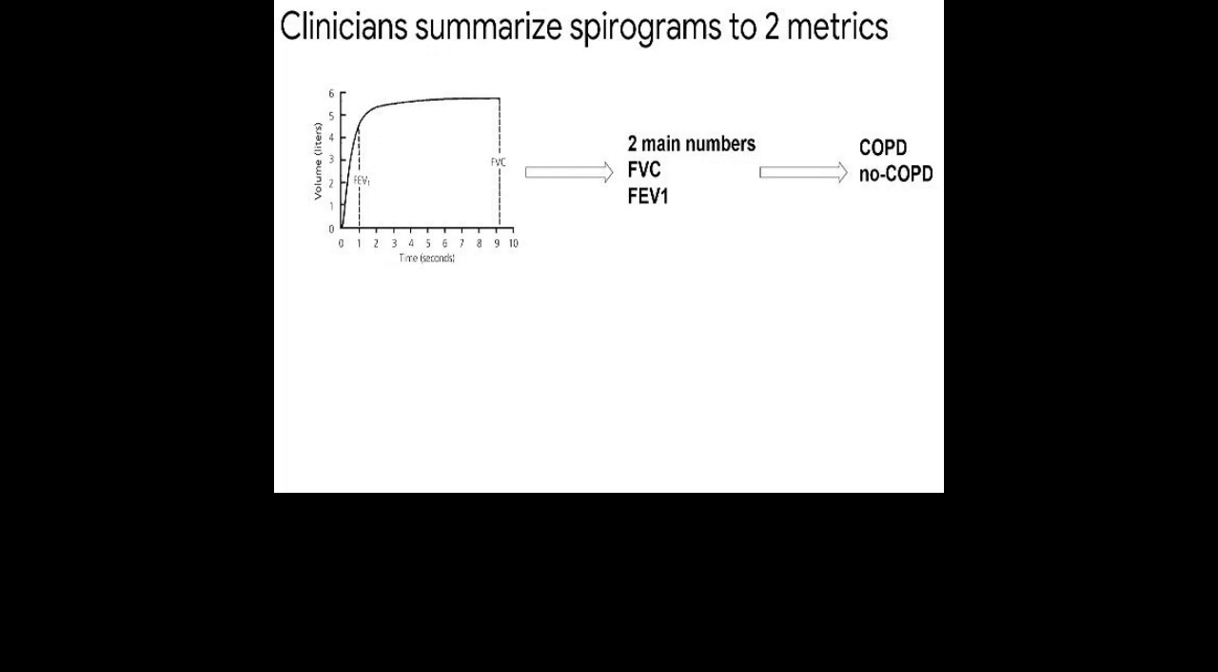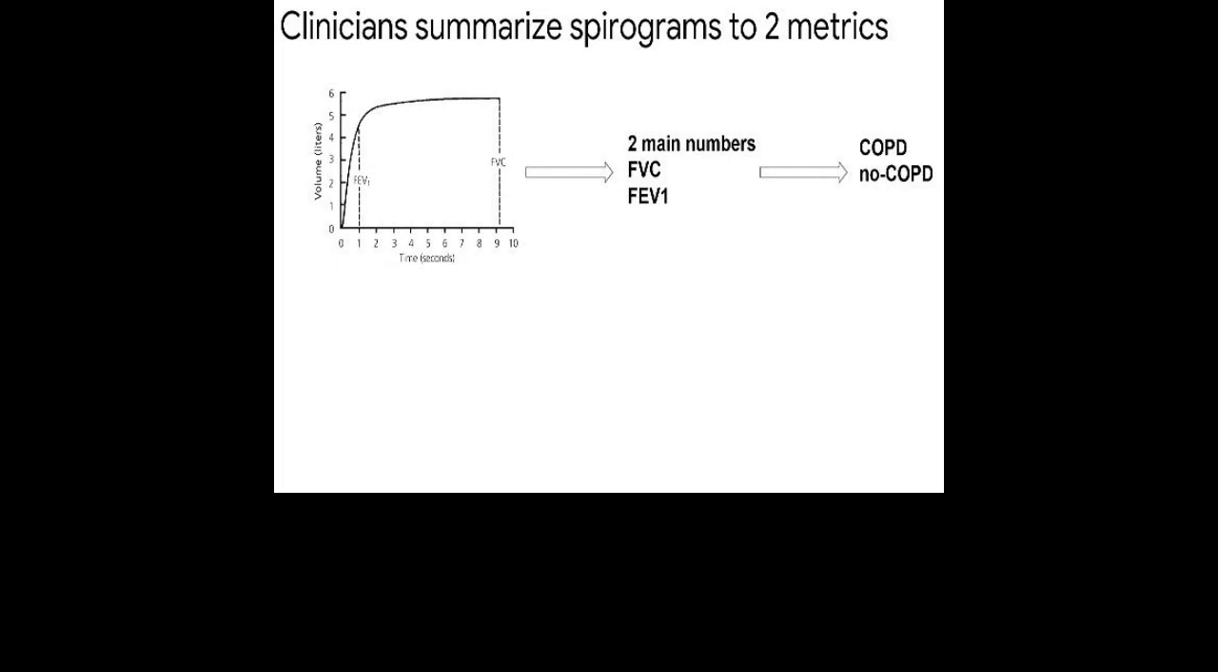And I was like, wait a minute, they look at only two numbers. They look at the whole curve, but only two numbers are important. And actually, they take the ratio of these two numbers. They put a fixed threshold of 0.7, and they say you have COPD or not. And it's magic. I was very impressed.